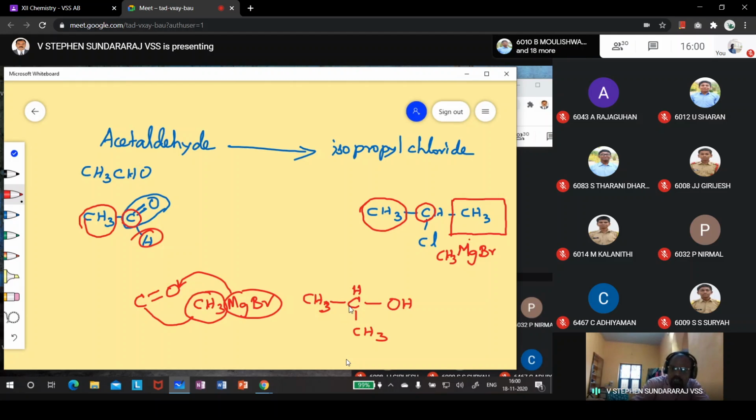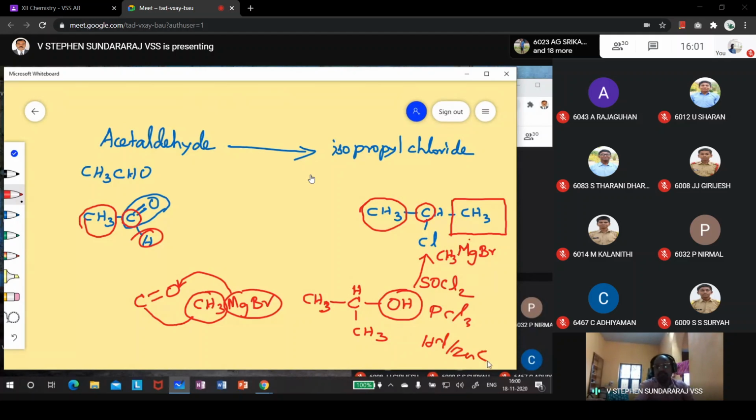The only thing now is you have to convert this into chloride. You know SOCl2 is very suitable, or you can go for PCl3, or you can go for HCl with anhydrous zinc chloride. Many things I gave you. This is how you have to think. So always write the reactant and the product and see the difference.